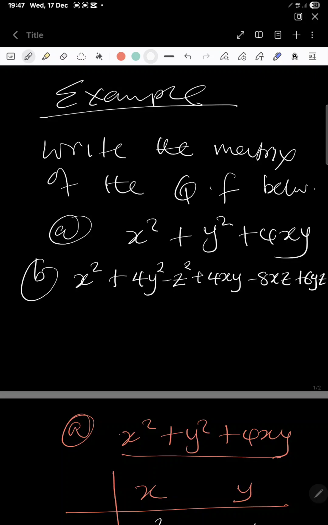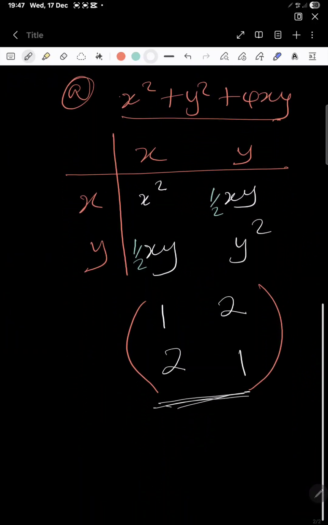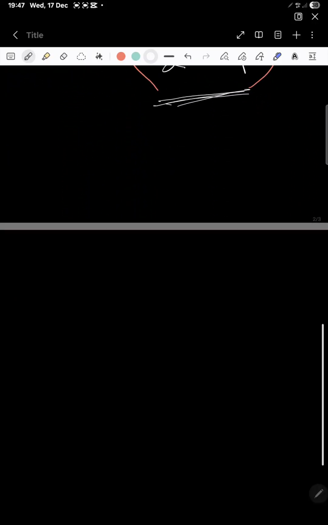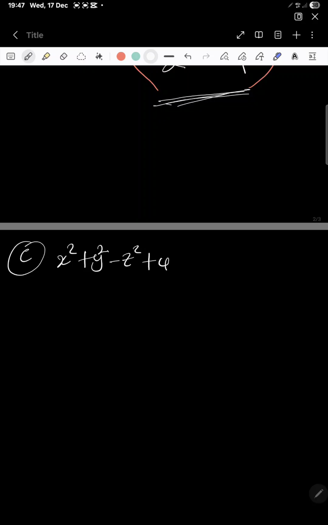So when writing a matrix of a quadratic form of 3 variables, what we're supposed to do is simply to say, so we're going to write our question here, which is having x squared plus y squared minus z squared, then plus 4xy minus 8xz, and then plus 6yz, like that.